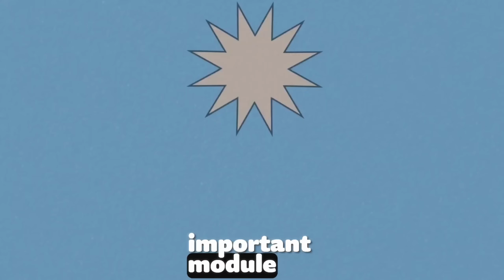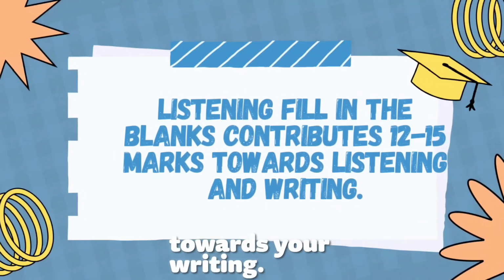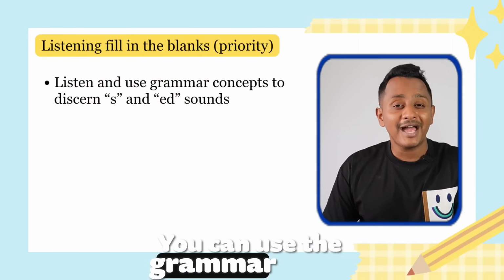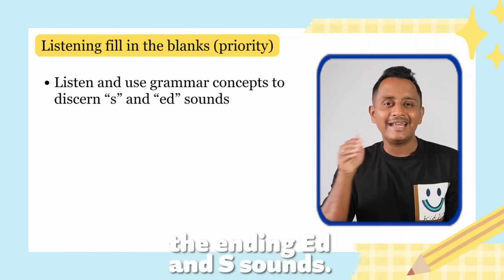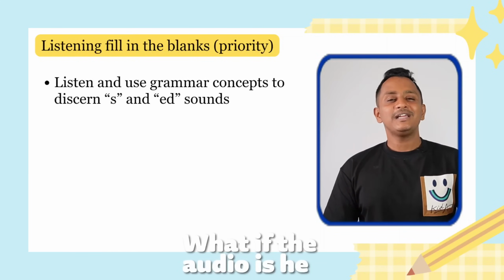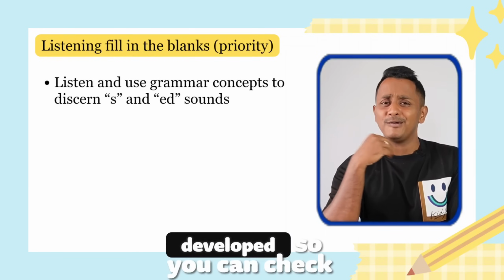The next is listening, fill in the blanks. Priority, very important module, contributes some 12 to 15 marks towards your listening and 12 to 15 marks towards your writing. You can use the grammar knowledge here to discern, to differentiate the ending ed and s sounds. What if the audio is "he dash the project" and dash is "he developed the project"? Is it develop or develops or developed?